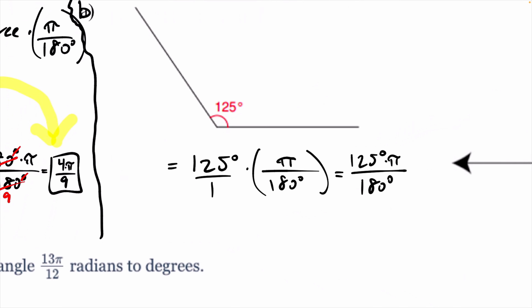Look for things that cross out, look for things that reduce. So what crosses out? What can we get rid of? Degrees. We don't want degrees anymore. We want radians. Okay? Now 125 over 180, go to your calculator. It's 25 over 36, right? 125, I think you can divide them both by 5. So that becomes 25, this becomes 36. So we get 25 pi over 36.